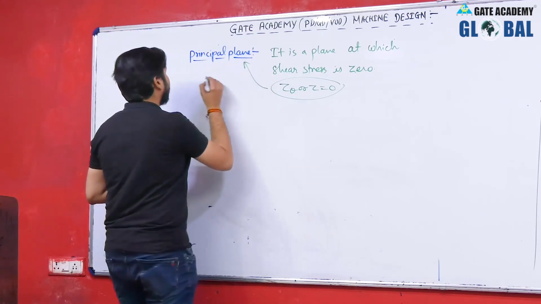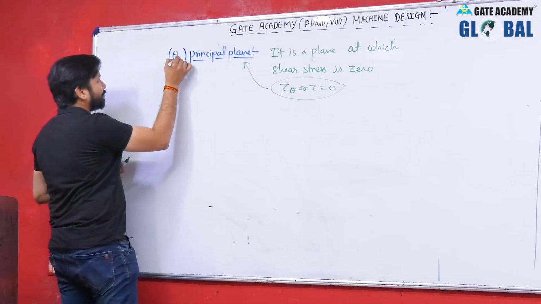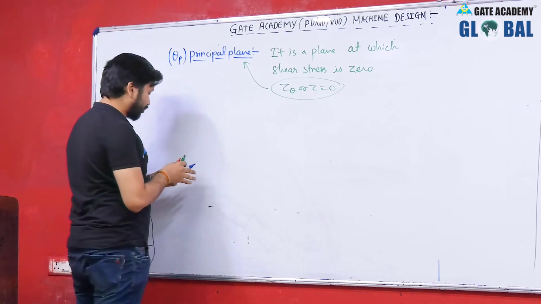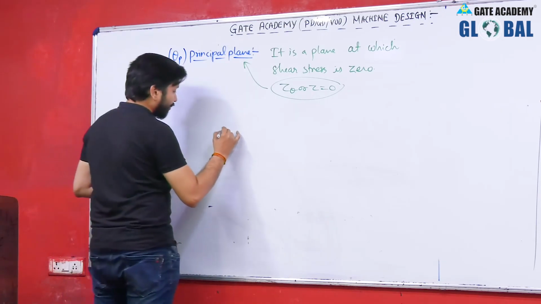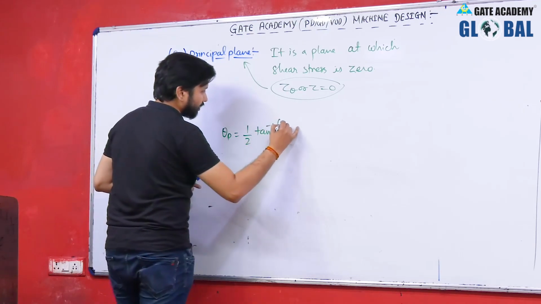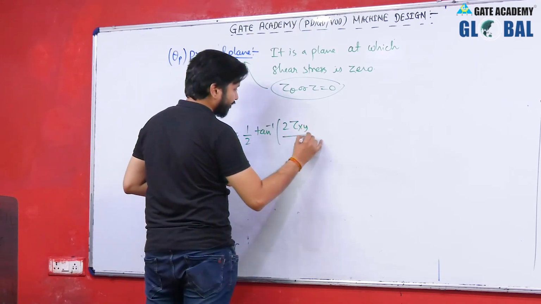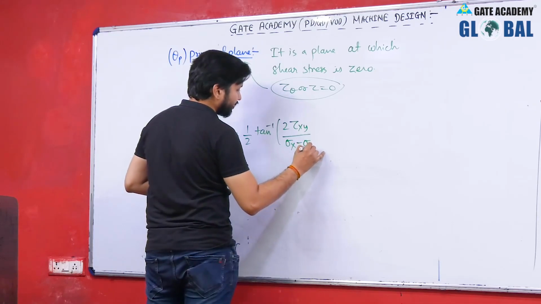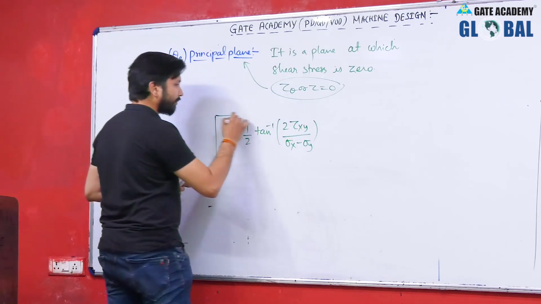Now the location of the principal plane is represented by theta p, where p stands for principal. So theta p will be equal to half of tan inverse 2 tau xy divided by sigma x minus sigma y.